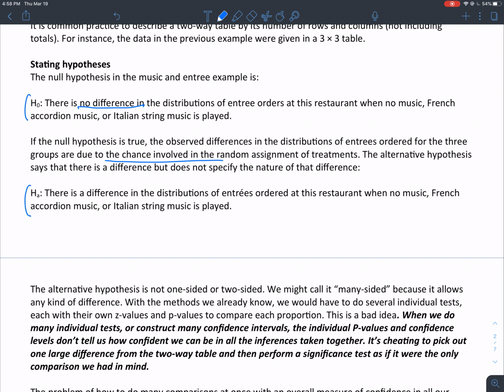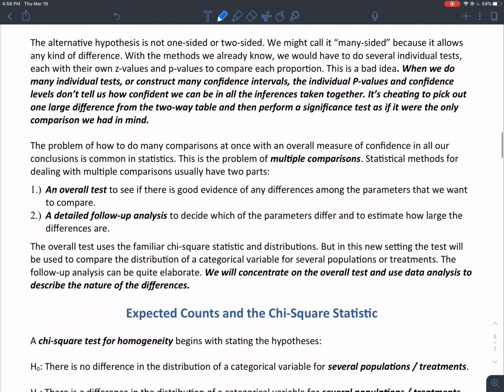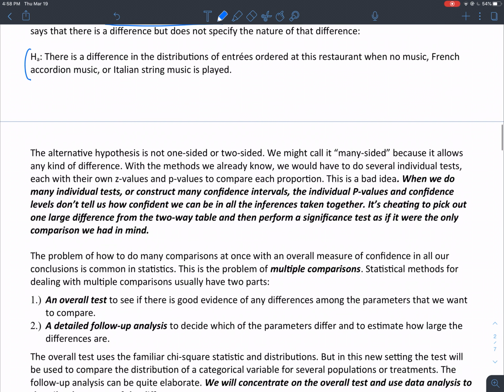This is where something called follow-up analysis would come in, and we'll talk about that a little bit. So, the alternative hypothesis here, there is a difference in the distributions, is not one-sided or two-sided. You might call it many-sided because there are many different options. It's not just not equal to, or one is less than or greater than. There's a whole bunch of different things that can happen.